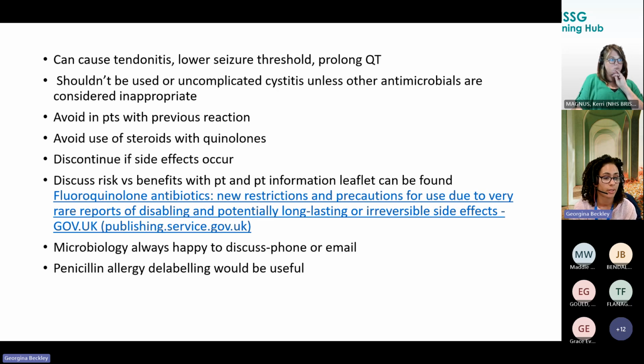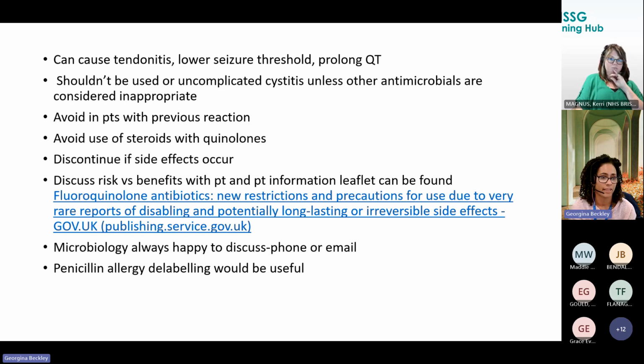Essentially, quinolones are a really useful and good group of antimicrobials, and are really effective in pyelonephritis as well. So if that is the best option for the patient, I think the upshot of the MHRA warning is that it's part of the patient conversation to explain the risks versus benefits of starting them on a quinolone. There's a really useful patient leaflet that can accompany and hopefully support your prescribing decision. Again, microbiology are always happy to discuss via phone or email if that is the best option for your patient. It just highlights that we now have warnings for nitrofurantoin and quinolones.